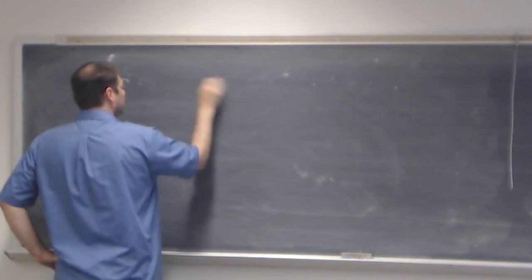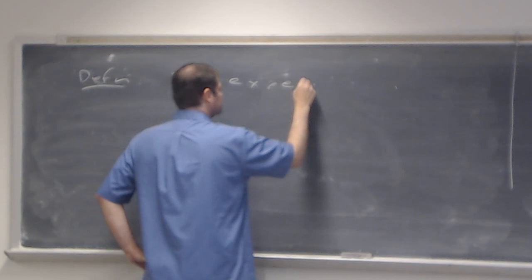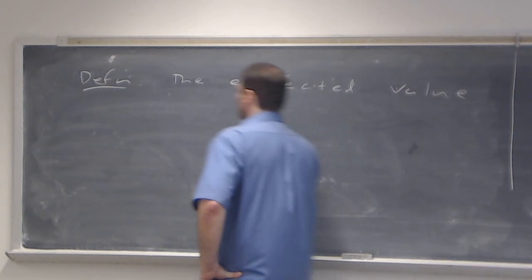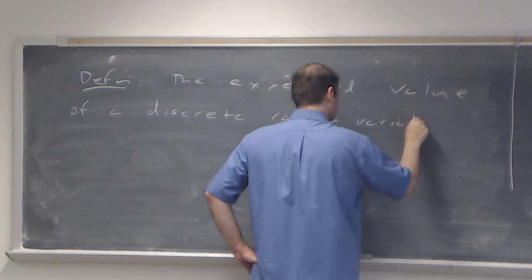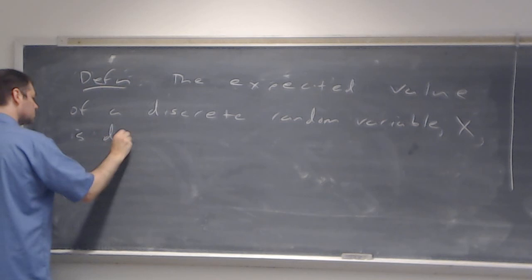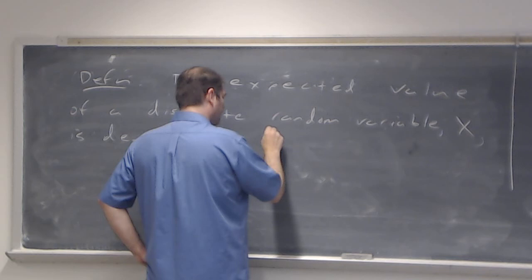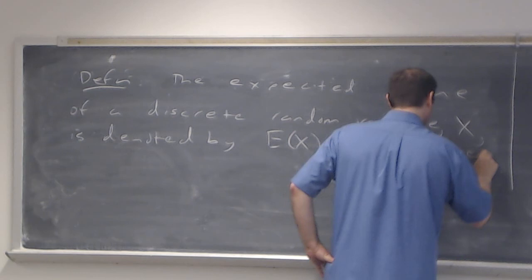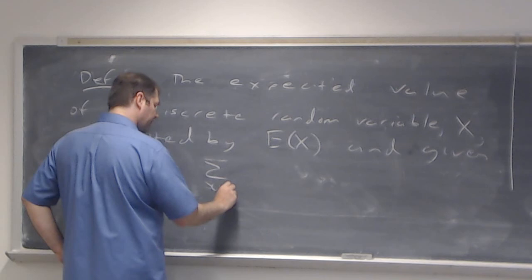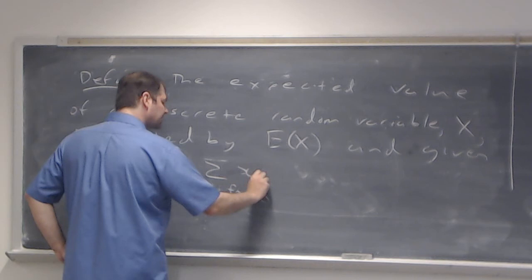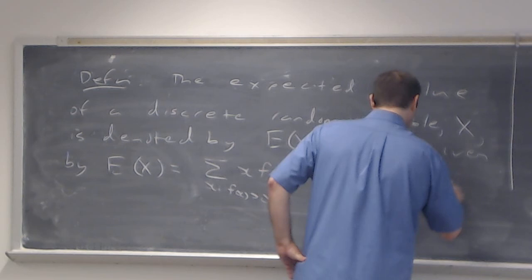So here's the definition. The expected value of a discrete random variable X is denoted by E of X and given by E of X is equal to the sum over all x values such that f of x is greater than 0 of x times f of x, where f of x is the PMF of X.